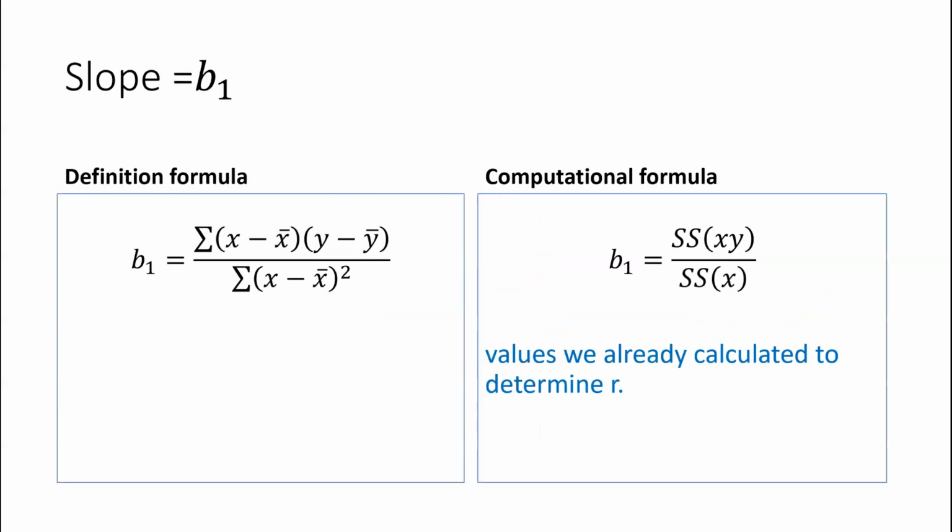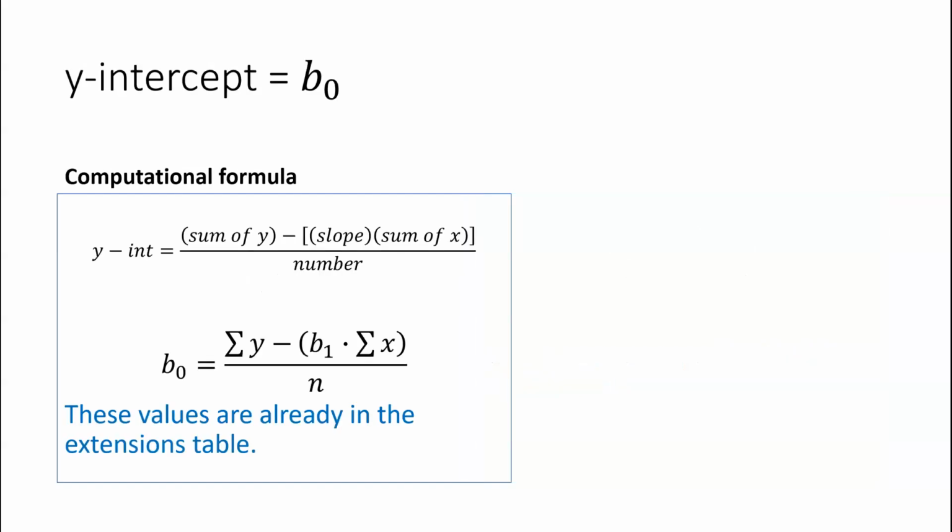Okay, to calculate B1, and we cannot do B0 first because the formula for B0 requires knowing B1. So that's why we're doing B1 first. B1 is the ratio of the sum of squares of xy over the sum of squares of x. And you'll see that we've already calculated those two values. So by placing those two in the ratio, we can find that number.